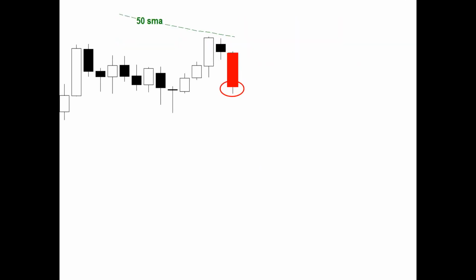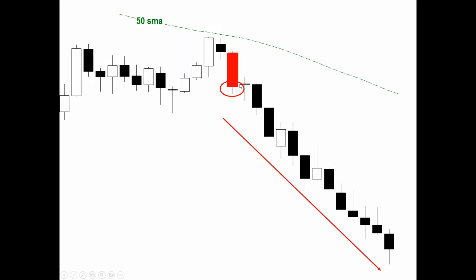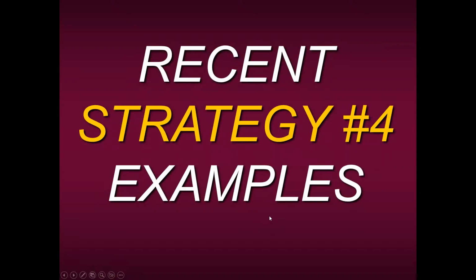But we can show you how simple it is and how it would have worked on this generic chart. We have a close in the bottom 25%, and look what happened after that. This is why you don't want to be a buyer below the 50-period moving average. Okay, so now that you know these initial 2 rules, let's look at some recent strategy 4 examples, and we'll show you these 2 rules in action.